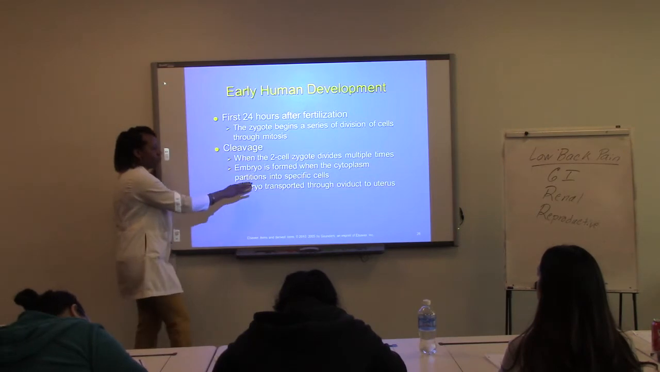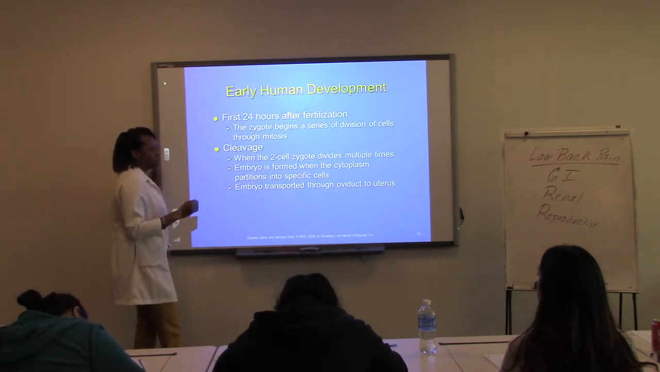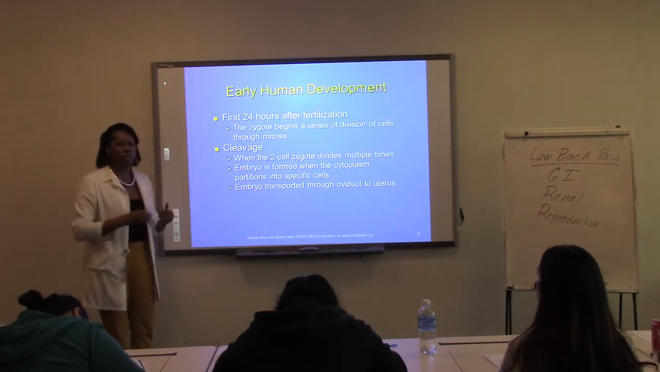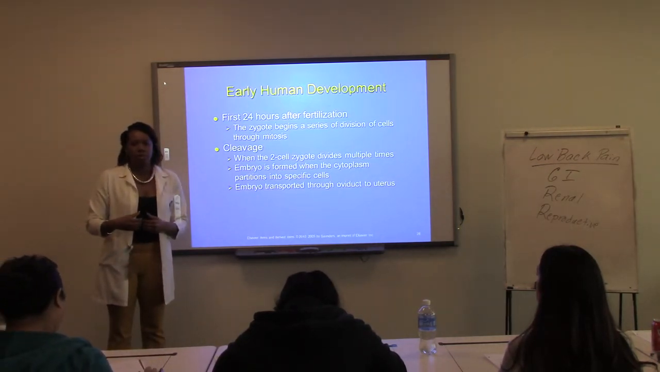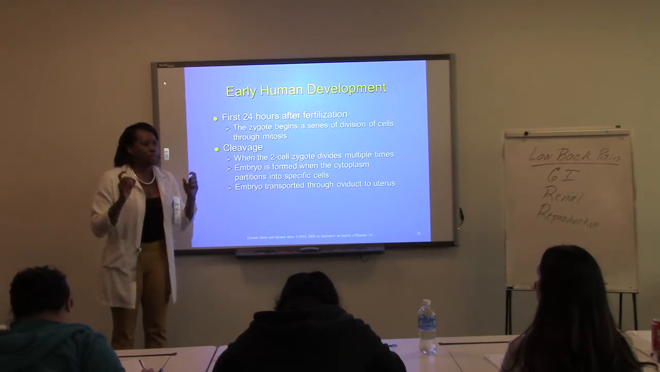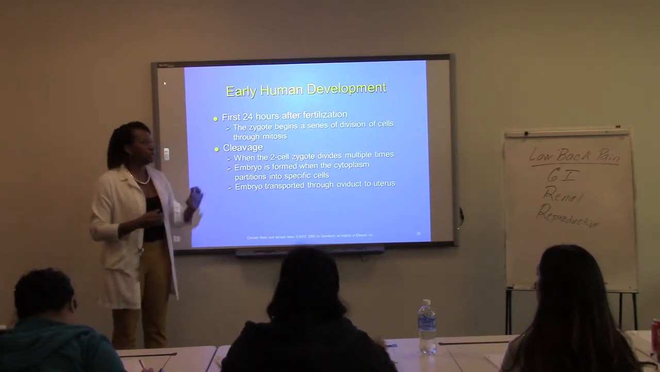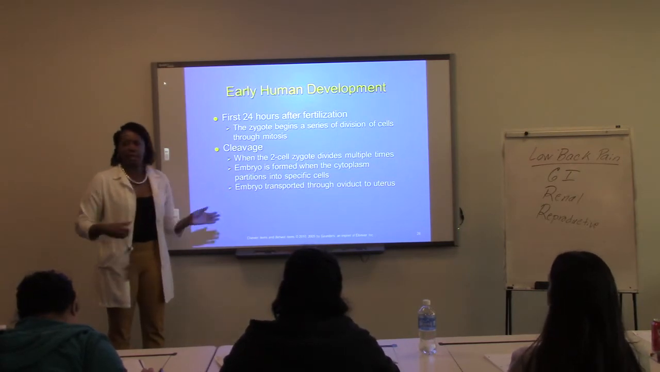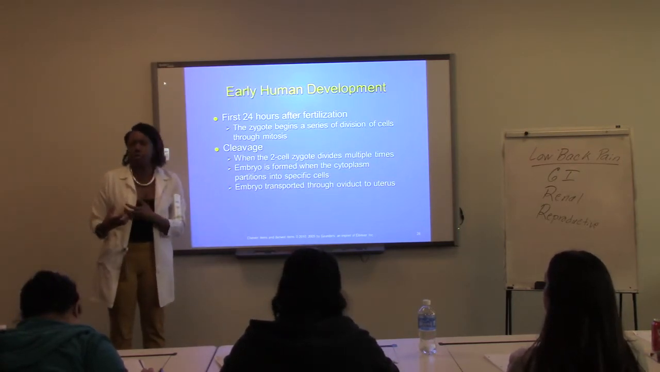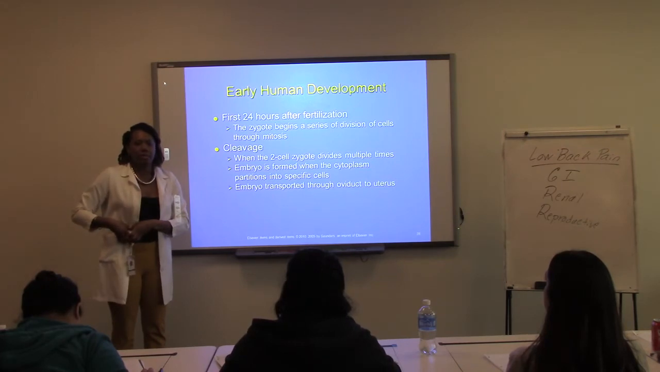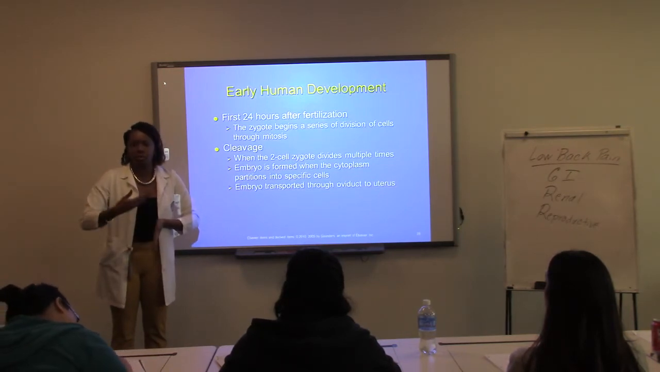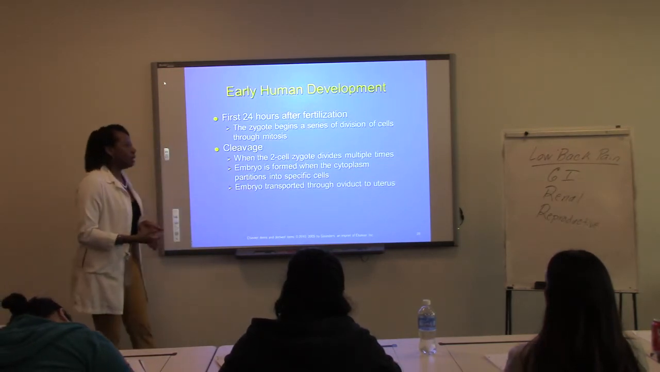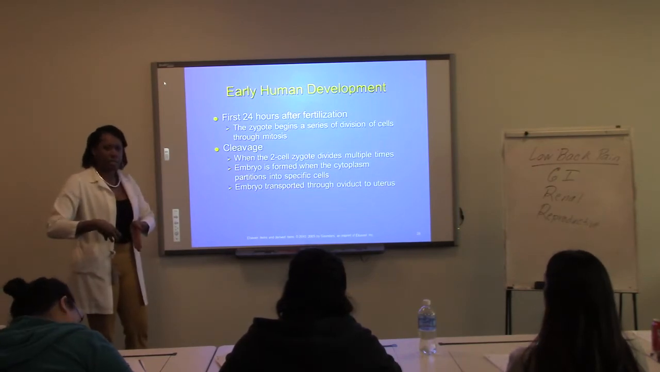The embryo is transported through the oviducts to the uterus. I'm going to touch on that again because what I need you guys to know is that sometimes when there's an issue, such as ectopic pregnancy, the zygote is trying to develop into a fetus in the oviduct, where it should not be developing. It should actually be migrated to the uterus, and that's where the rest of the development should be taking place. But ectopic pregnancy is where it stays in the actual tube.